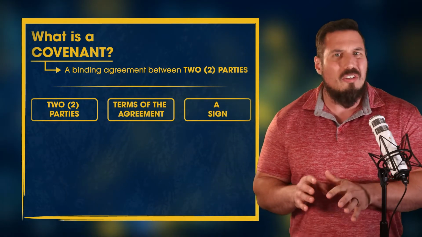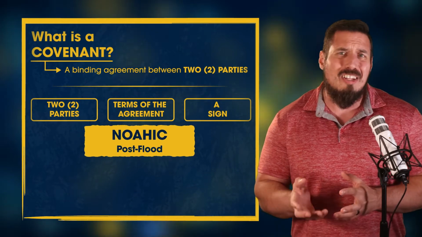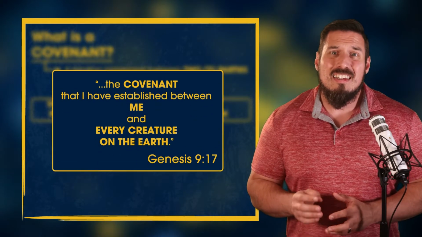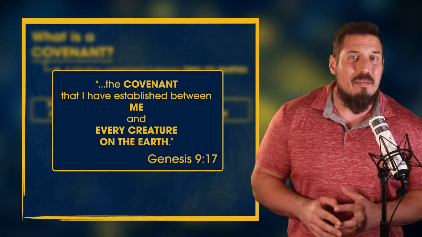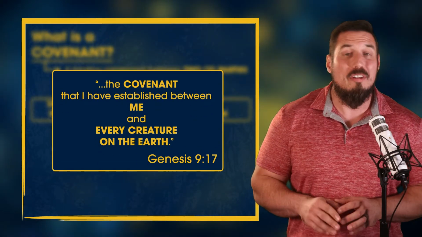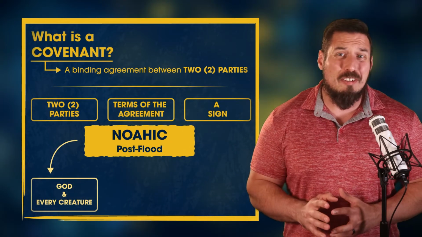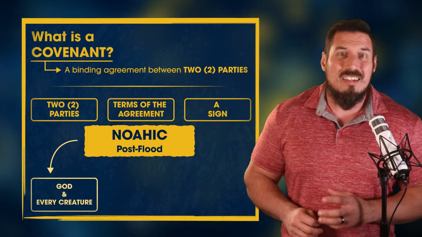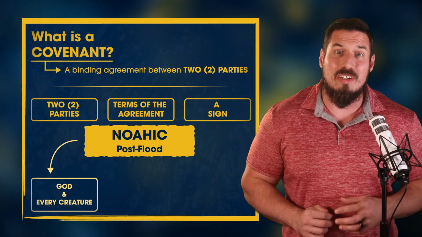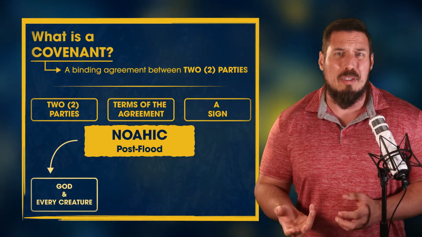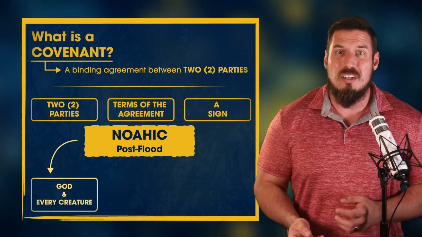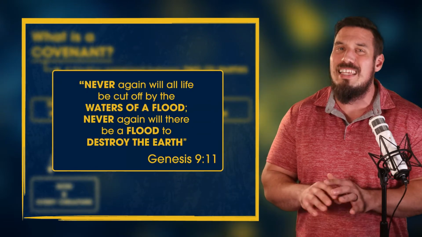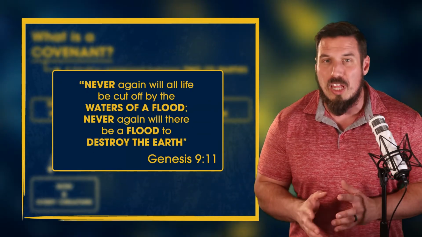While we call this the Noahic covenant, the covenant is not just between God and Noah. In 9:16 and 17, God says that this covenant is between him and every creature on the earth, not just Noah. And it appears that the terms of this agreement are pretty one-sided in this one. God seems to be bearing the burden of this covenant, and there's not really much responsibility on Noah or any other creature.